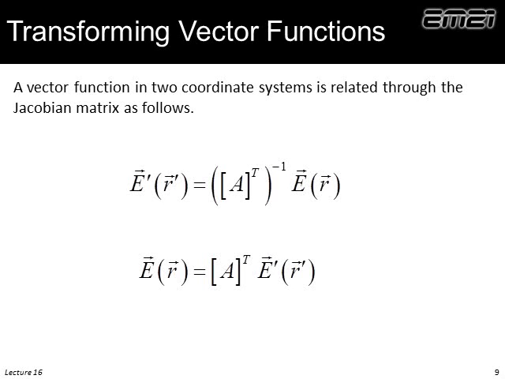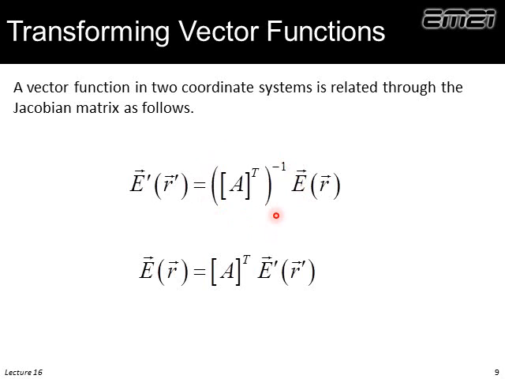Now, we have a good grasp of how we can calculate the Jacobian. Let's think about how to use it. If we have a vector function, the electric field, for example, that is a function of position, we have the electric field in our original coordinate system, and maybe we want to find the electric field in the transform coordinate system. We're using the prime superscript to represent the transform coordinate system. If we know the Jacobian, we can do this very easily.